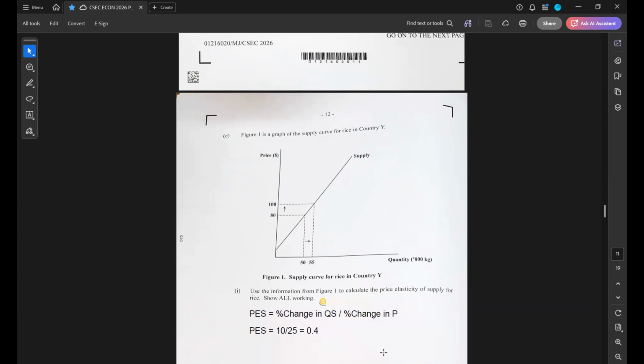Now, how do you go about calculating price elasticity? Did I say demand? Price elasticity of supply, sorry. Now, how do you go ahead calculating that? It is very easy. It is the percentage change in the quantity supplied divided by the percentage change in price. So PES is equal to 10 over 25, which is equal to 0.4, right? As you can see, price had changed from 80 to 100, and the quantity has changed from 50 to 55. Using this formula right here, you're going to get an answer of 0.4.